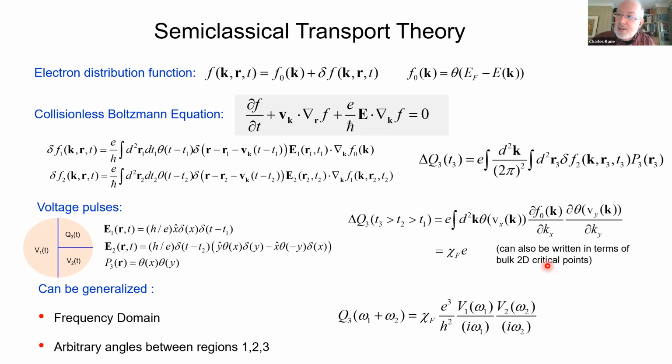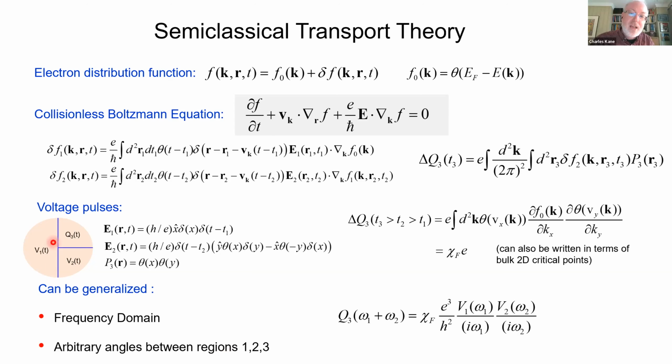Once you've done this, this calculation can be generalized in two ways. One is that one can generalize it to having arbitrary angles between these regions. Again, with the caveat that things are different if one of the angles is bigger than 180 degrees, so the answer is different in that case. But if the angles are less than 180 degrees, then it is insensitive to what the angles are.